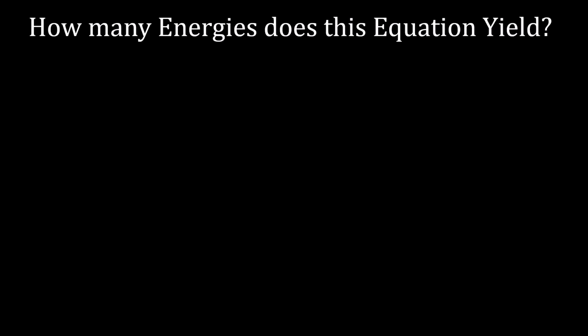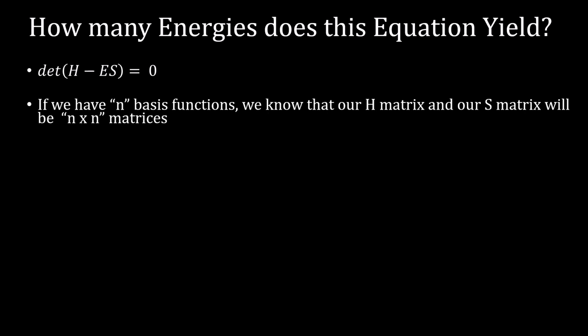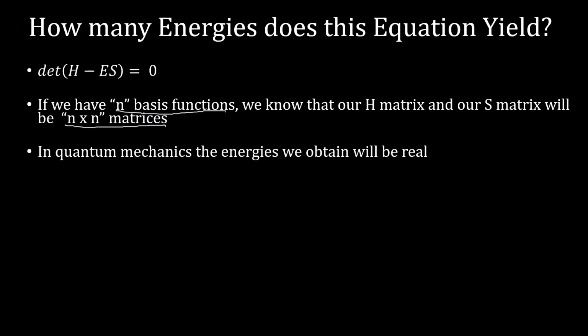So now, before we could actually solve for the energies, we need to make a few more notes, such as how many energies our secular determinant equation will give. So remember, we're looking at this equation, and remember that if we have N basis functions, so chi 1, chi 2, and so on up to chi N, then our Hamiltonian matrix and our overlap matrix will be N by N matrices. So remember, N basis functions, N by N matrix. And in quantum mechanics, the energies we obtain will be real.